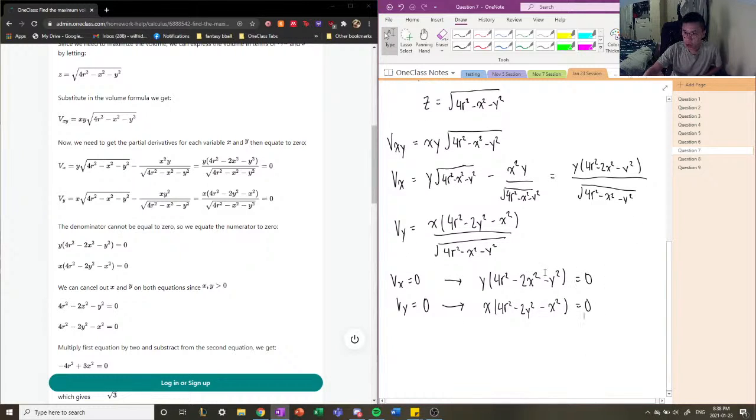And then we're going to equate these in a system of equations and solve for the variables that satisfy both of these equations. Okay, so looking here, we can cancel out y in our partial derivative of x and cancel out x in our partial derivative of y by dividing both sides by x and y. Okay, by doing so, we get this system of equations: 4r² - 2x² - y² = 0 and 4r² - 2y² - x² = 0.